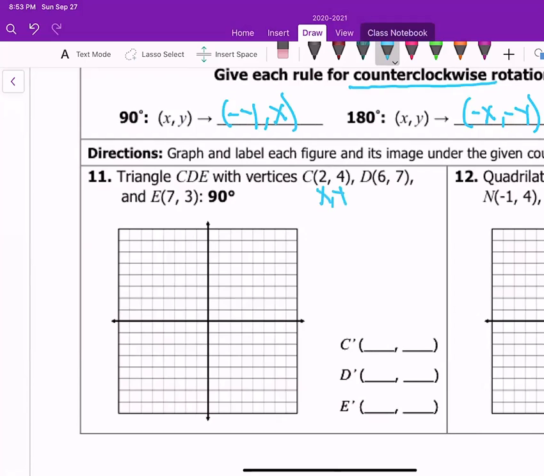So now I'm looking at this. My 2 is gonna go where? It's gonna go to my Y column and stay the same. So 2 goes here, and then my Y is gonna go to my X column and become negative.